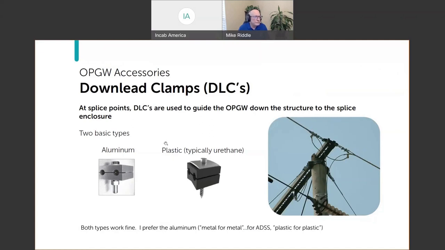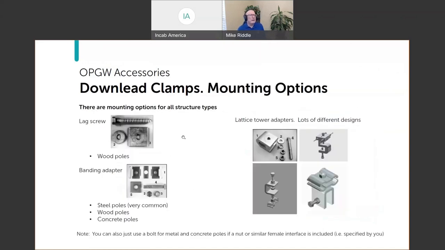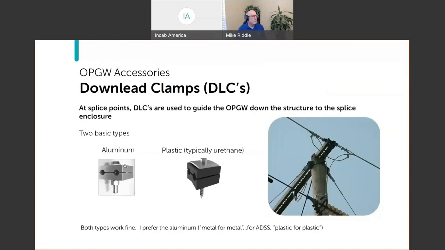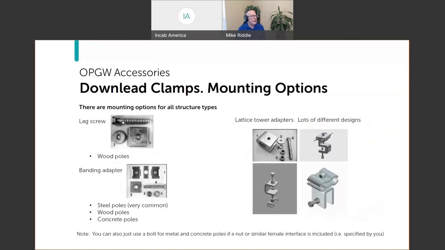Downlead clamps, like you see in this picture here, the cable has come in, looks like a formed wire type dead end, and then it's brought down the structure to the actual splice enclosure. Here you see a downlead clamp that's been installed using a banding adapter.